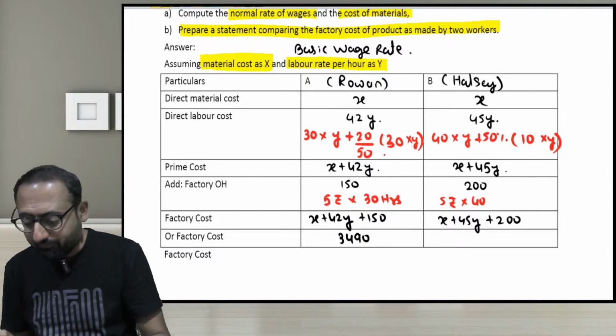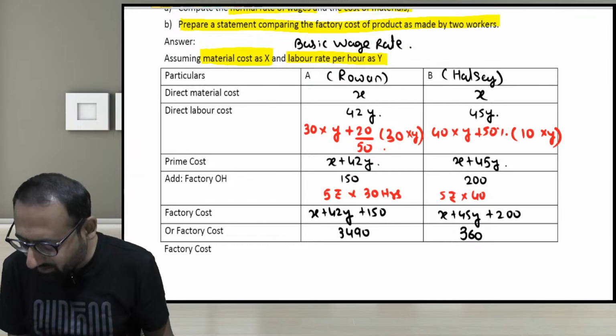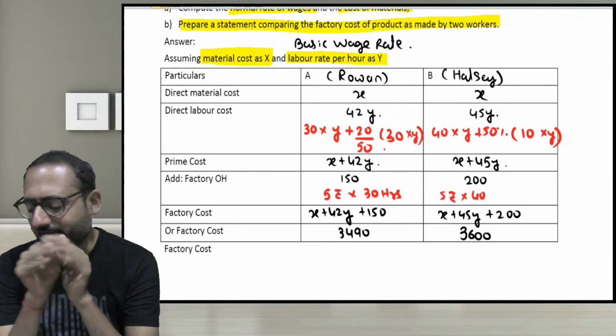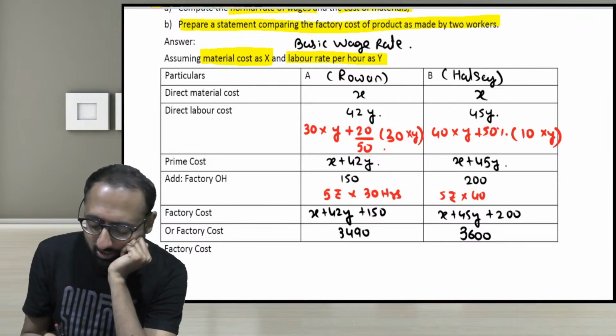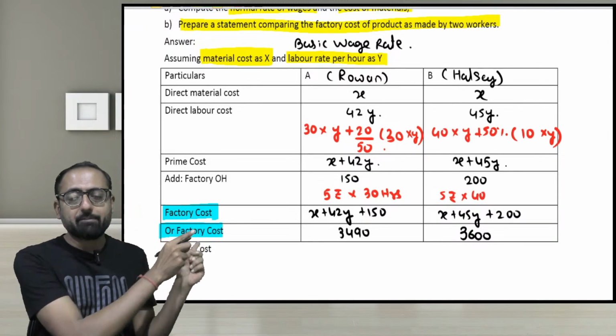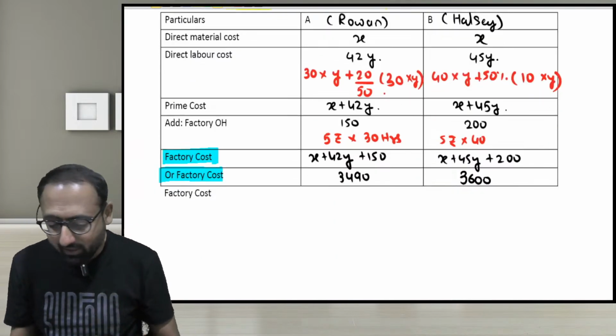3490 is the factory cost for A, and you can check that 3600 is the factory cost for B. So now you can compare A and B factory cost. The first factory cost will be compared with the second factory cost. Now you'll have to check which equation we can prepare here.